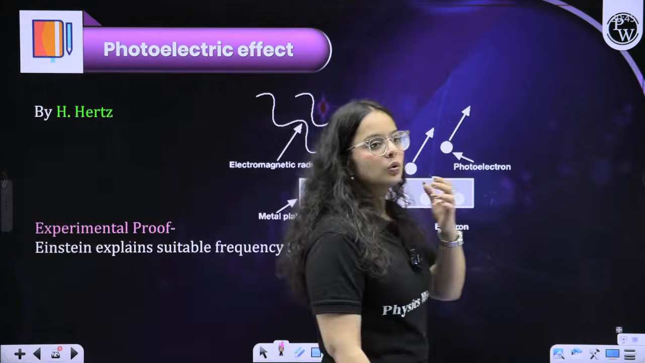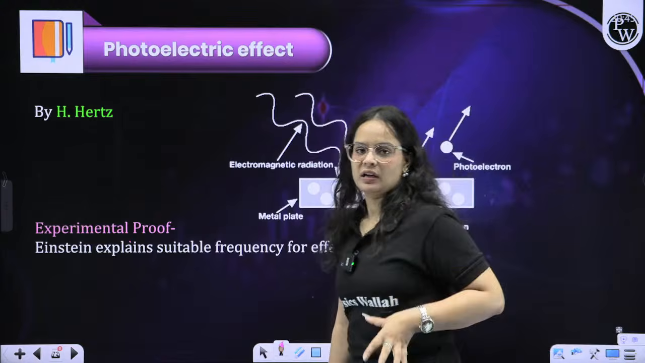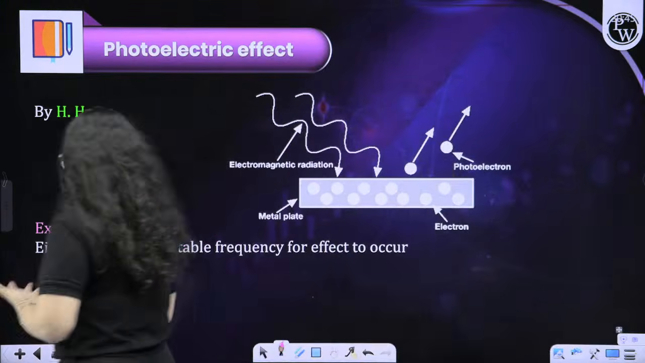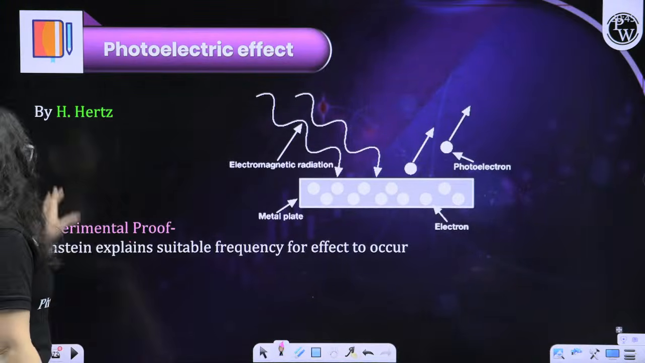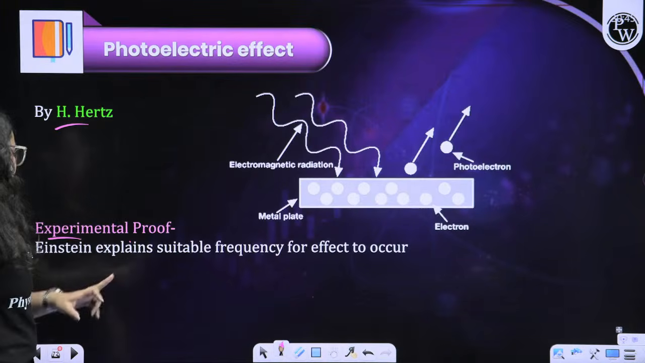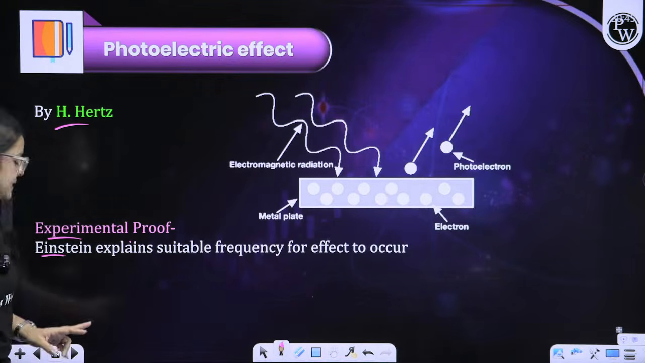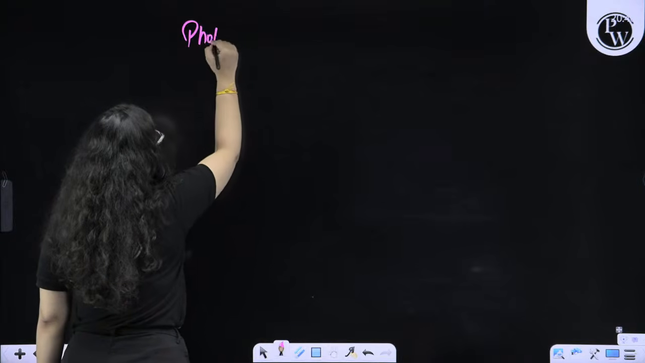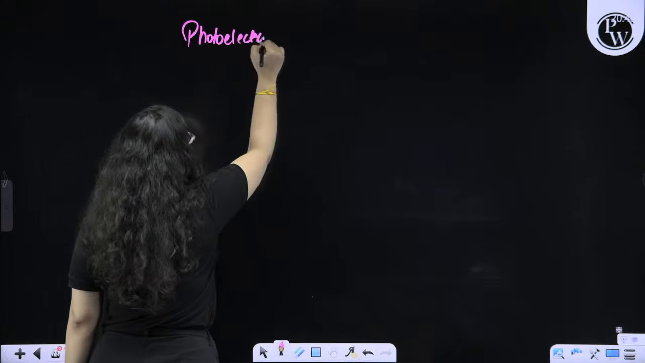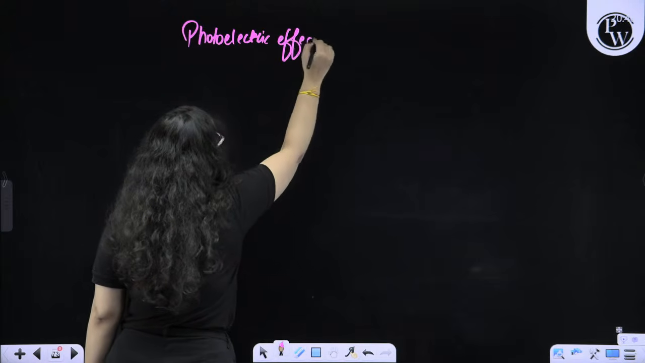Okay, moving on to a very important concept, that is the photoelectric effect. Why are we using this photoelectric effect? Firstly, it was given by Hertz, and experimental proofs were performed by Einstein. Now, what is basically the photoelectric effect? Let us discuss the concept.